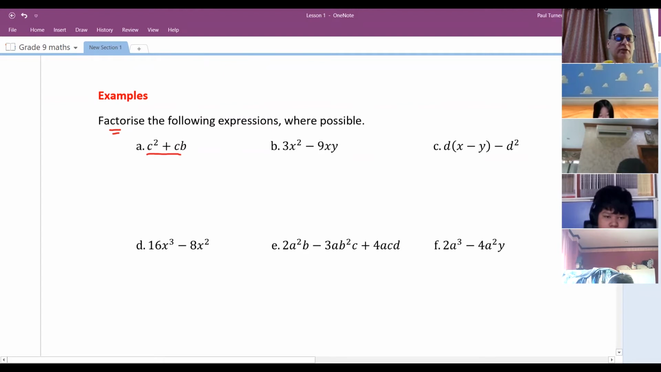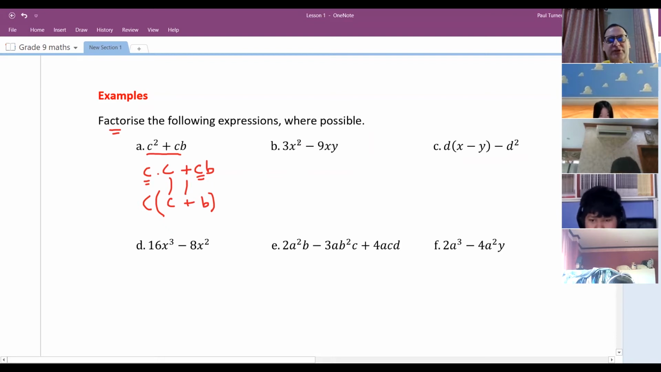Okay, so if you look here, we've got c times c is c squared, and this is c times b. So your common factor here is c. See that? So we take c out the front. This number comes out the front, and we are left with c plus b. Okay, when you get good at this, you don't need to multiply these out into factors. Okay, you can just look.